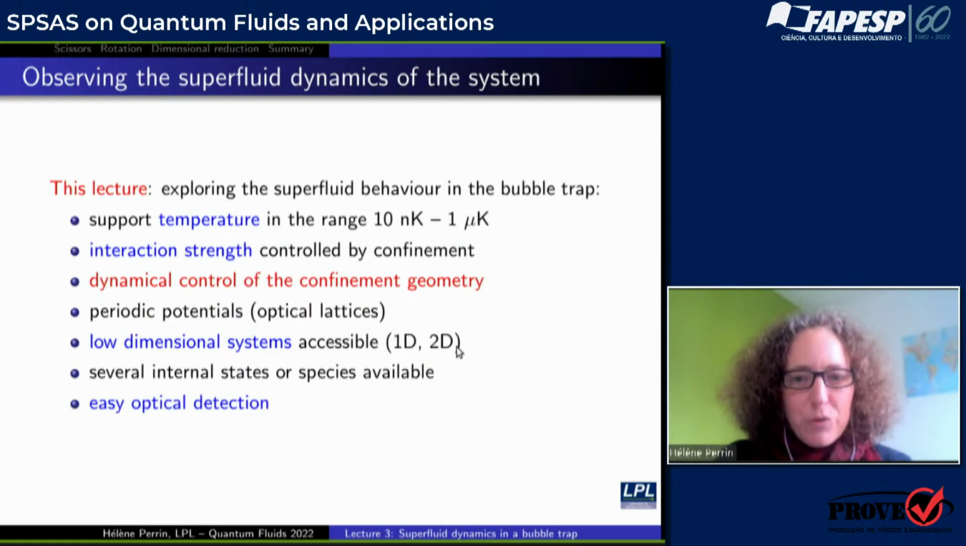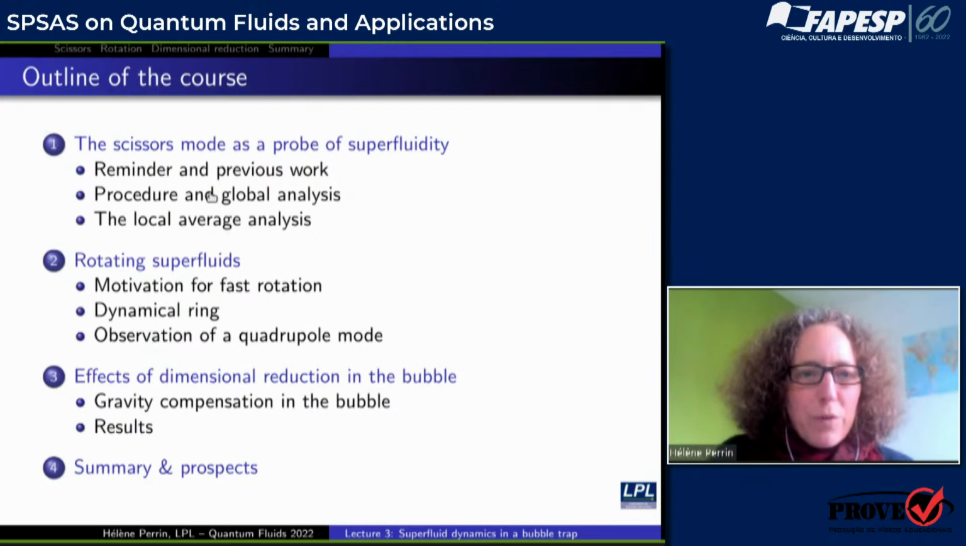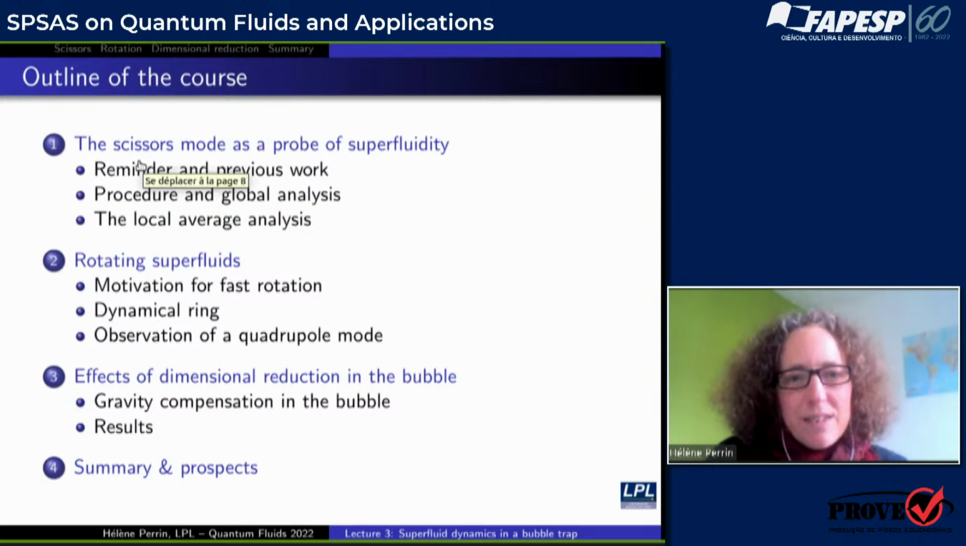So the outline of the course is the following. I will describe three experiments. I will start with the scissors mode I gave you a flavor of at the end of the first lecture. Then I will go to the situation where we let the superfluid rotate at the bottom of the bubble. And finally, I will describe the effect we face in the bubble of the dimensional reduction, and the consequences when we try to fill the bubble everywhere with atoms in a microgravity environment.